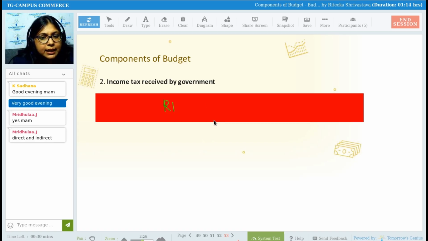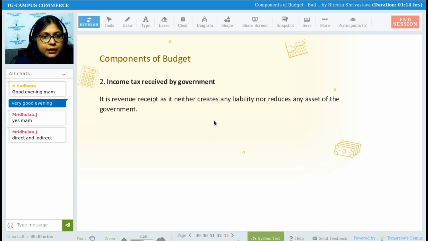Okay. So income tax is a type of tax, as we have already said. If you remember, you can give the answer directly that it's a revenue receipt, because taxes are a form of revenue receipts and income tax is a form of revenue receipts. It is a revenue receipt because tax is something which will neither create liability nor reduce the assets of the government. That is why it is called a revenue receipt.